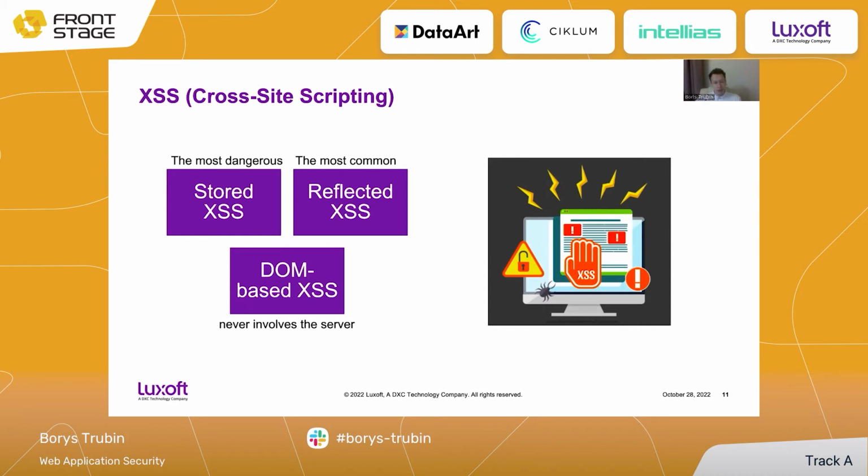The second one is reflected XSS. Reflected XSS vulnerabilities are more common. Any part of an HTTP request can be used for an XSS attack: cookies, headers, query string parameters, form fields, and hidden fields.